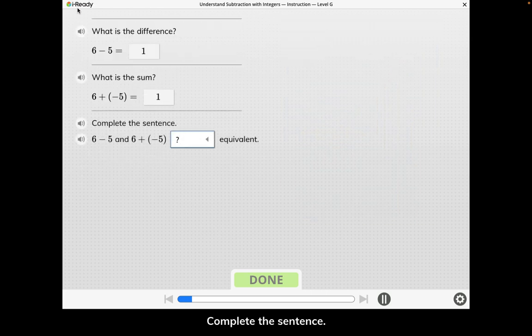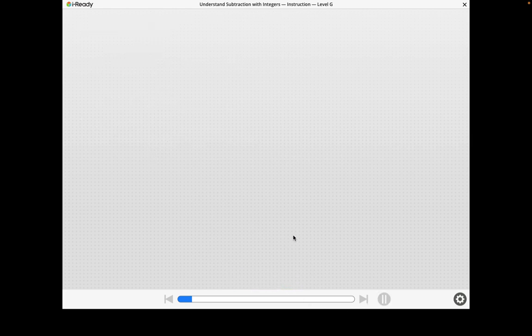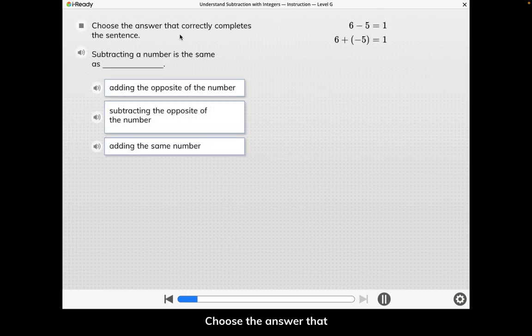Complete the sentence. 6 minus 5 and 6 plus negative 5 are equivalent because 1 is equal to 1. Okay, choose the answer that correctly completes the sentence. Subtracting a number is the same as blank. Adding the opposite of the number. Subtracting the opposite of the number. Adding the same number.